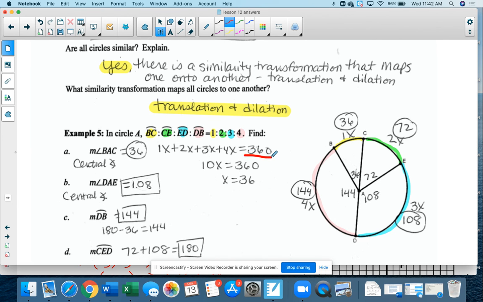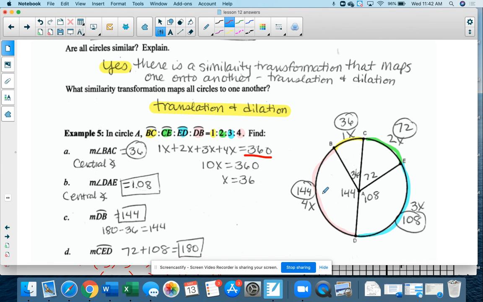Okay, so that's important. Add these up. 4x plus 3x is 7x, plus 2x is 9x, plus 1x is 10x. So 10x equals 360. I divide by 10, and x is 36. Now that I know x is 36, I just went back in and substituted. 1 times 36 is 36. 2 times 36 is 72. 3 times 36 is 108. And 4 times 36 is 144. So you can use your calculator for that.